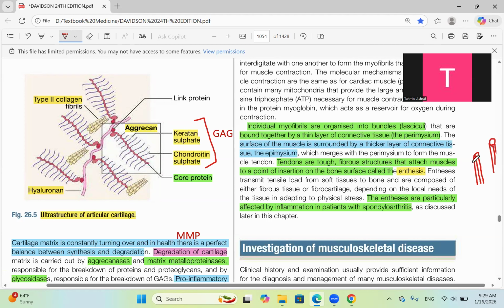Each fasciculus is covered by a membrane-like structure called the perimysium. Then lots of fasciculi form a muscle, and the muscle is covered by a thick layer of connective tissue, the epimysium. So the epimysium is a connective tissue covering which covers the whole muscle, and the perimysium covers each individual fasciculus. Epimysium and perimysium.